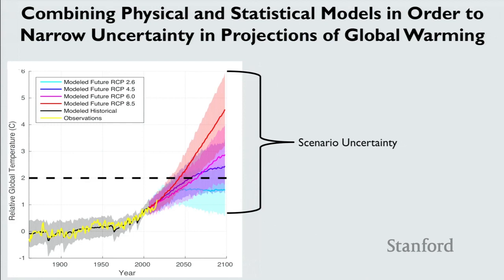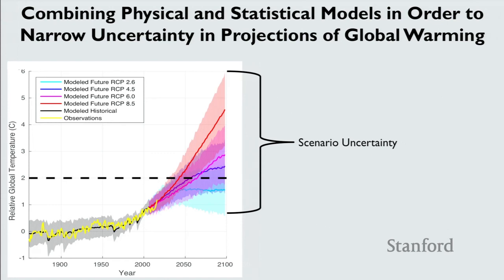the first point I want to make is that most of this uncertainty doesn't actually have to do with the physical climate system. Most of the uncertainty has to do with what we call scenario uncertainty, and that has to do with these different colors. These different colors are essentially scenarios of the future where we're imagining a given increase in greenhouse gases. And then the spread about any one of those tells us about the physical uncertainty.